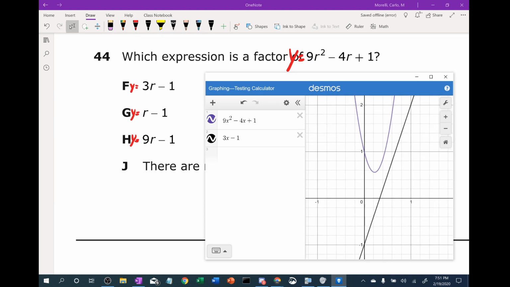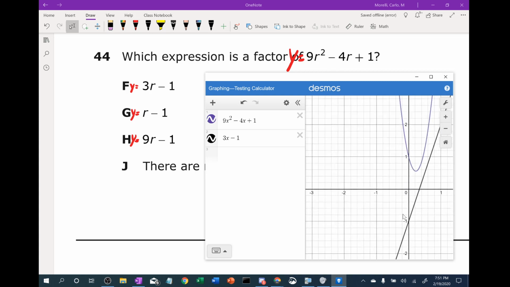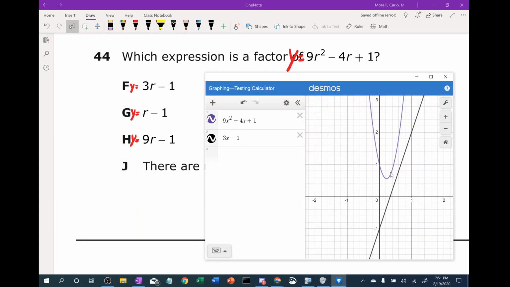Do you notice this may not work, just so you know. This may not work, but those two graphs don't look anything alike. So let me just keep trying. Let me try x minus 1. No, those don't look right. Now let me try 9x minus 1. Okay. So at the very least, I have the blue line crossing the purple line.